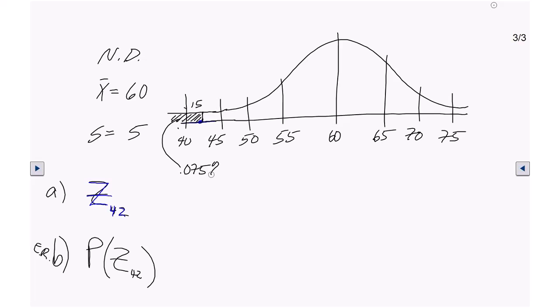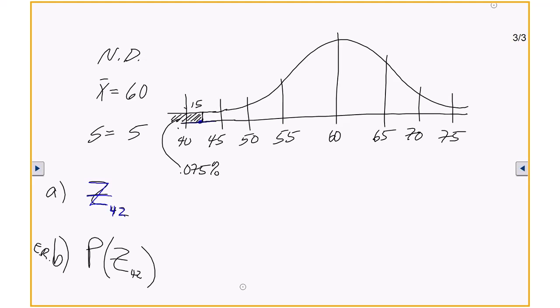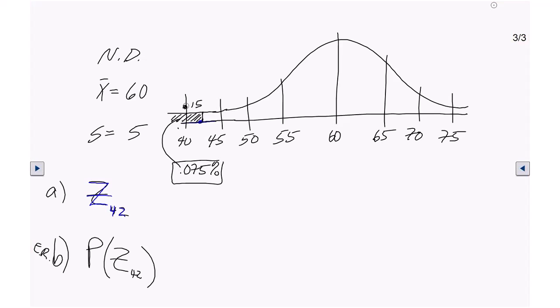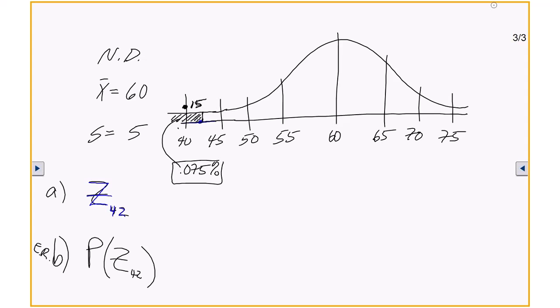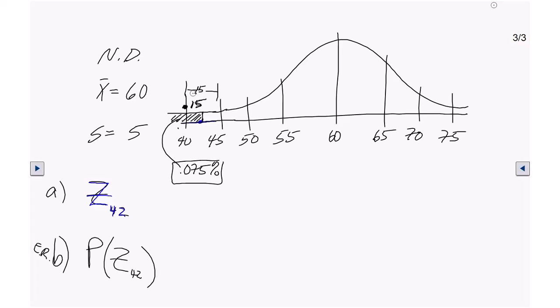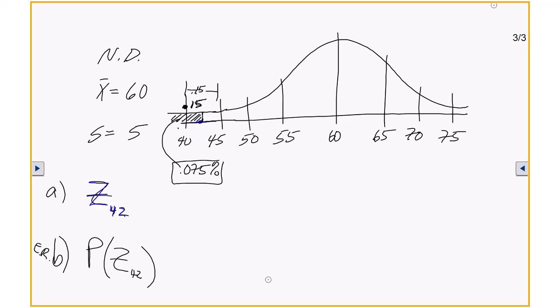Okay? 0.075%, which is very small. Now, I shouldn't have to tell you how I found 0.075. It's half of 0.15. Here it is, 0.15. 0.15 is from here to here, because you know the empirical rule. So if I'm halfway between 0.15%, what's half of 0.15? 0.075. So that's B.